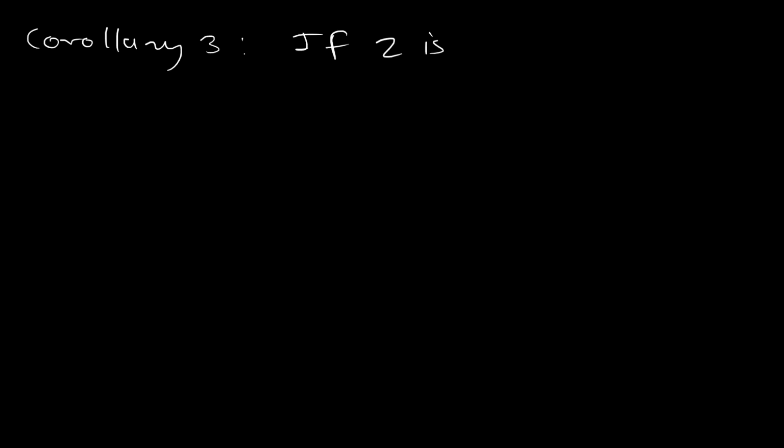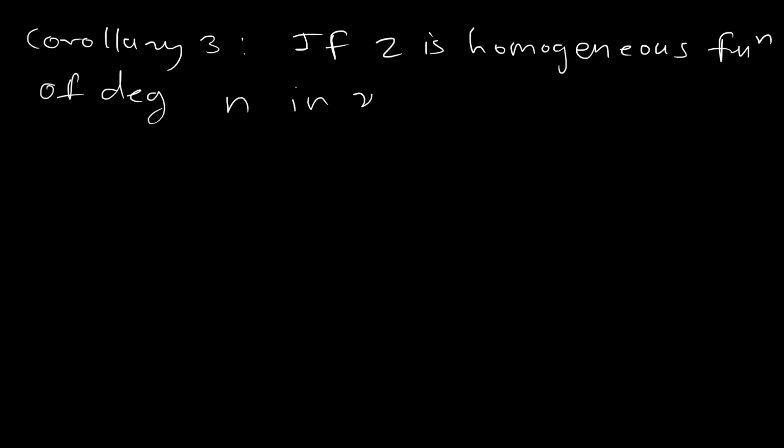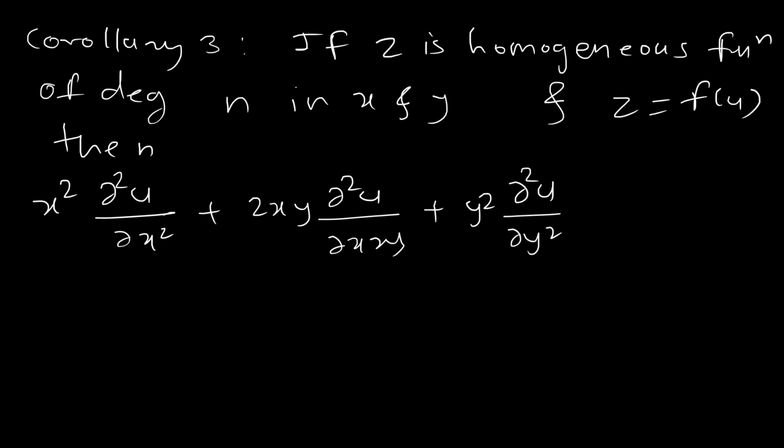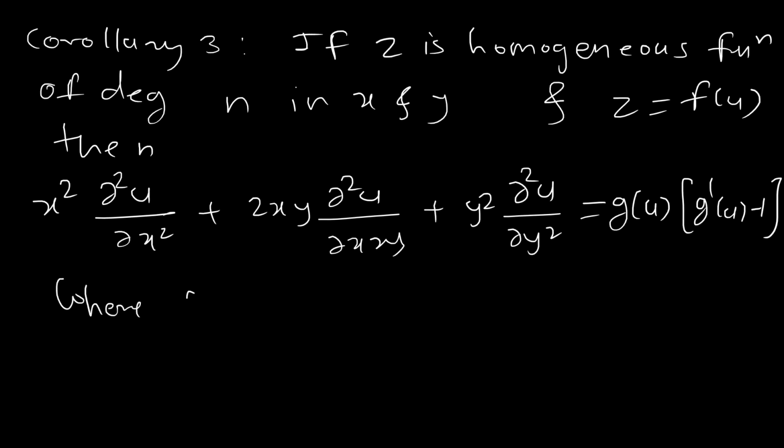If z is a homogeneous function of degree n in x and y, and if z equals f of u, then x square times dou 2u by dou x square plus 2xy dou 2u by dou x dou y plus y square dou 2u by dou y square equals g of u into (g dash of u minus 1), where this g of u is n times f of u upon f dash of u. So let us derive this.